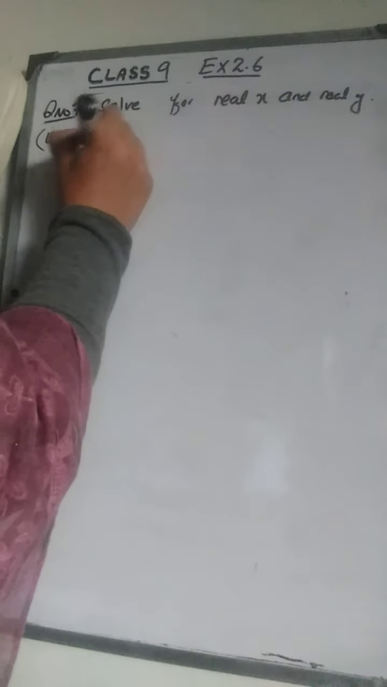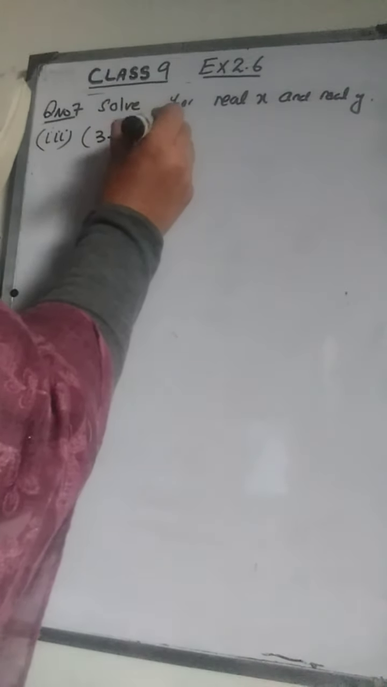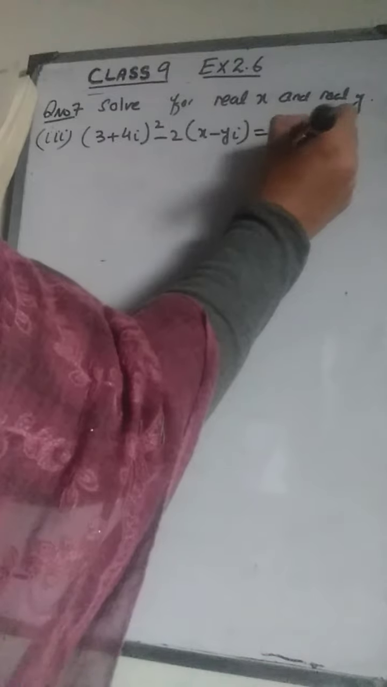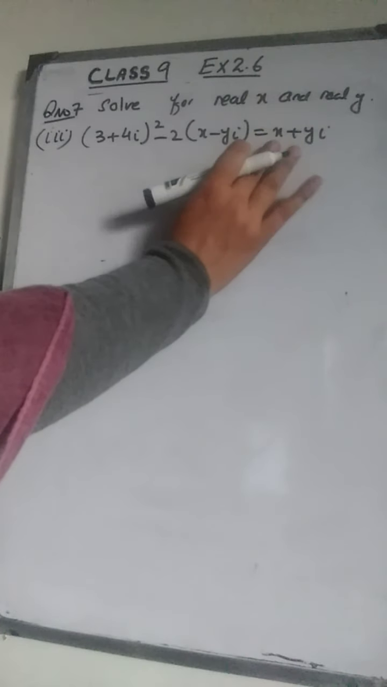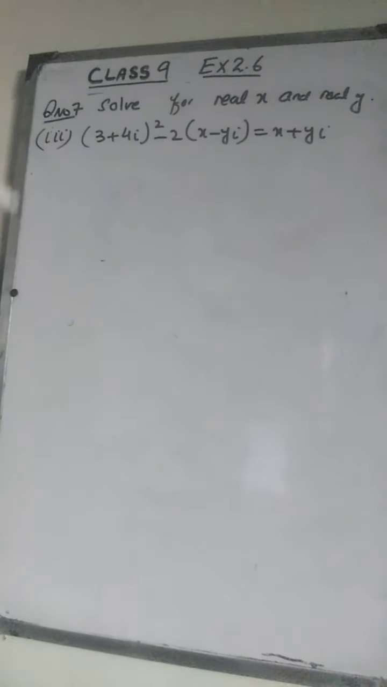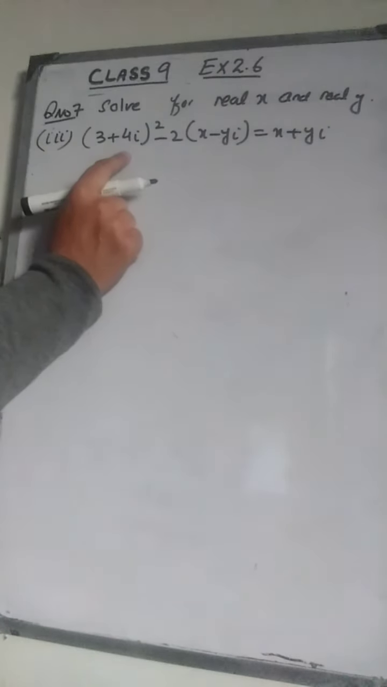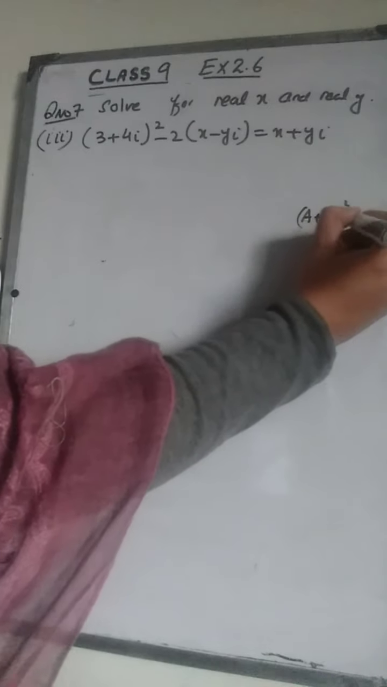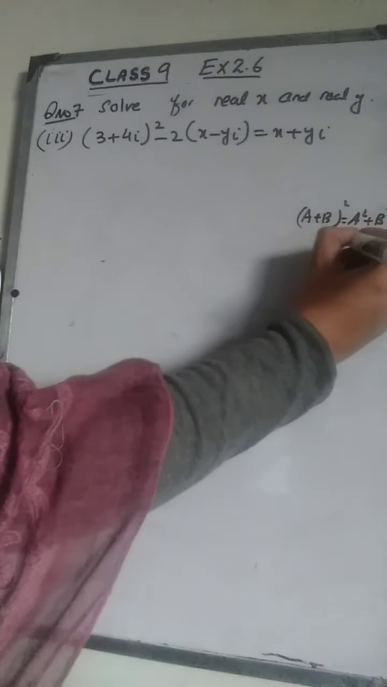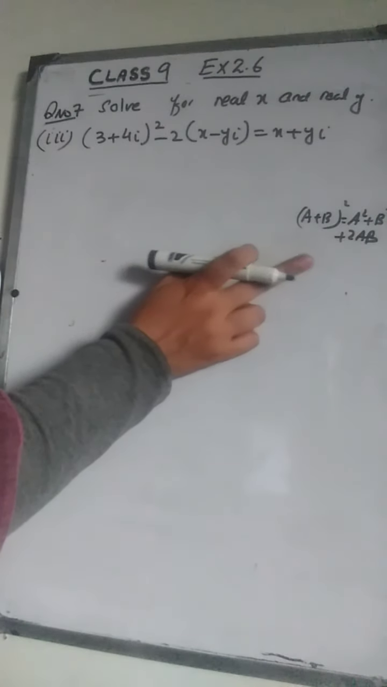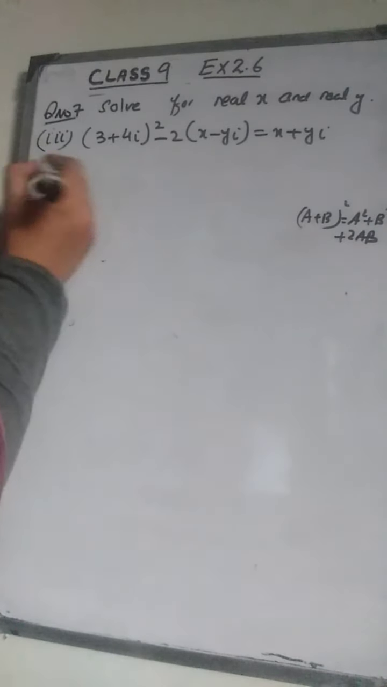Now the third part and the last is (3 plus 4 iota) whole square minus (2 x minus y iota) is equal to x plus y iota. So on the right hand side we have a clear complex number whose real and imaginary parts can easily be seen, but on the left hand side there is much work to be done. Let's do it. The first thing that we need to do is to find the square of this number. We are going to apply the formula (a plus b) whole square is equal to a square plus b square plus 2ab.